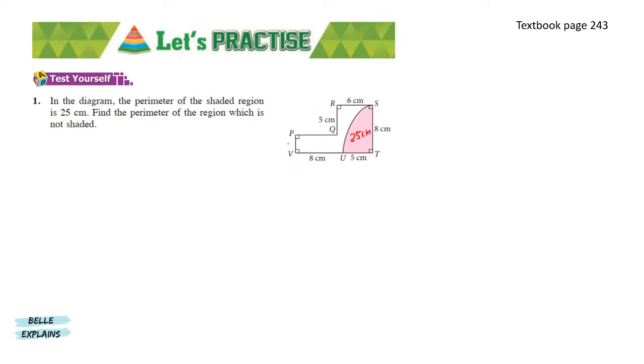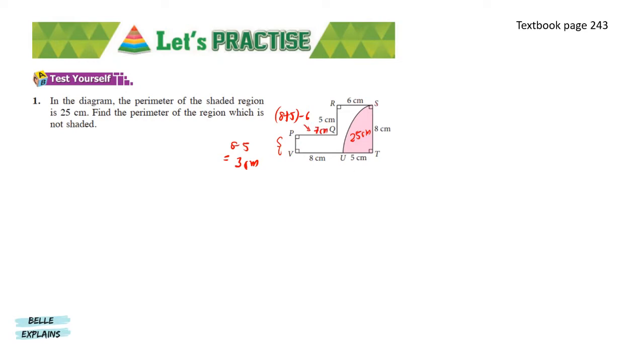So let's see all the unknown sides. BP is 8 minus 5 cm. So that will be 3 cm. And for PQ, which is also unknown, we have 8 plus 5 minus 6 cm. So 8 plus 5 minus 6, and that will give us PQ, which is 7 cm.